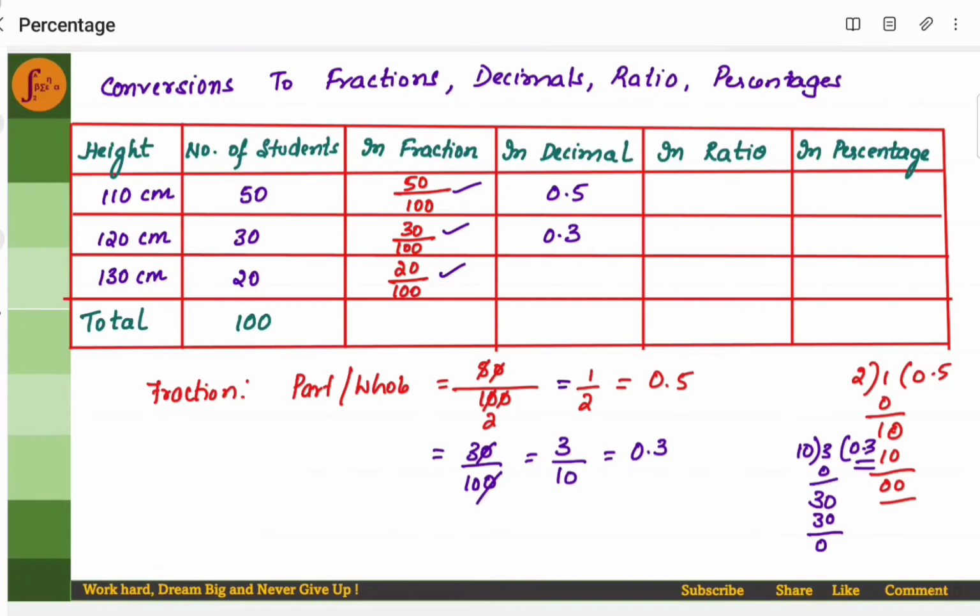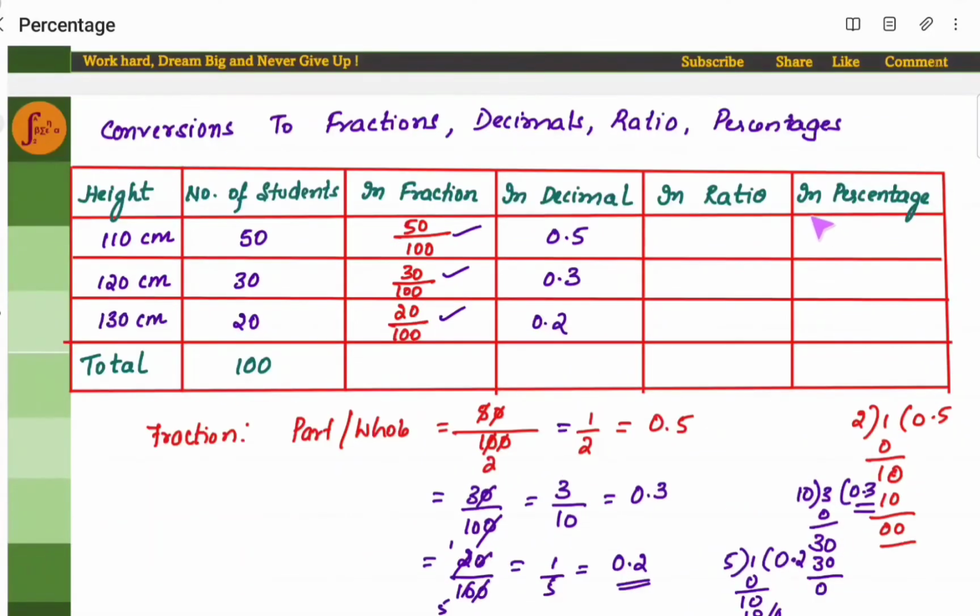Now what is 20 by 100? 20 by 100 is 2 1s are 2, 5s are, I'll get 1 by 5. What is 1 by 5 when I divide? 1 by 5 is 0.2. Now if I have to write the same thing in percentage, what do I have to do?